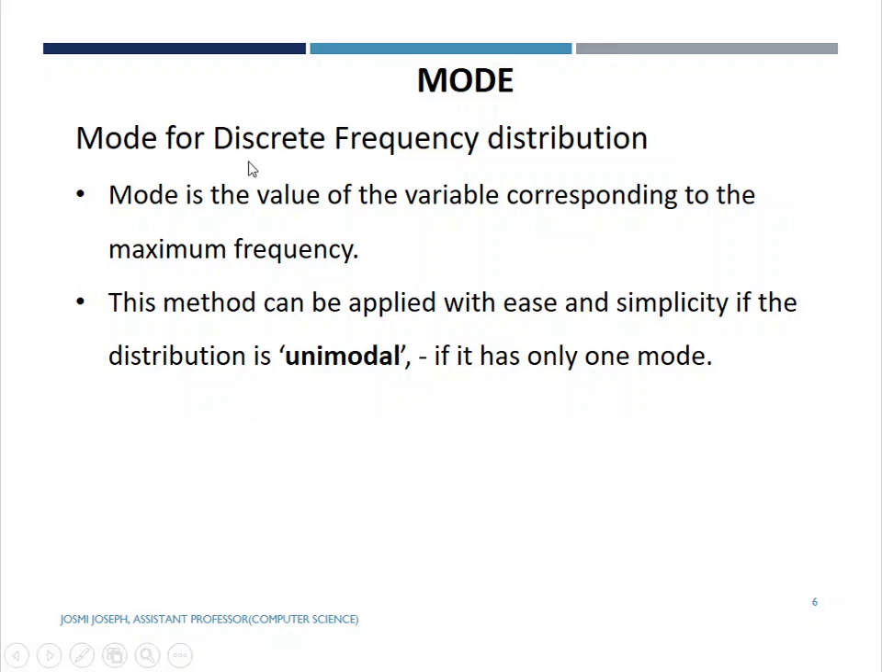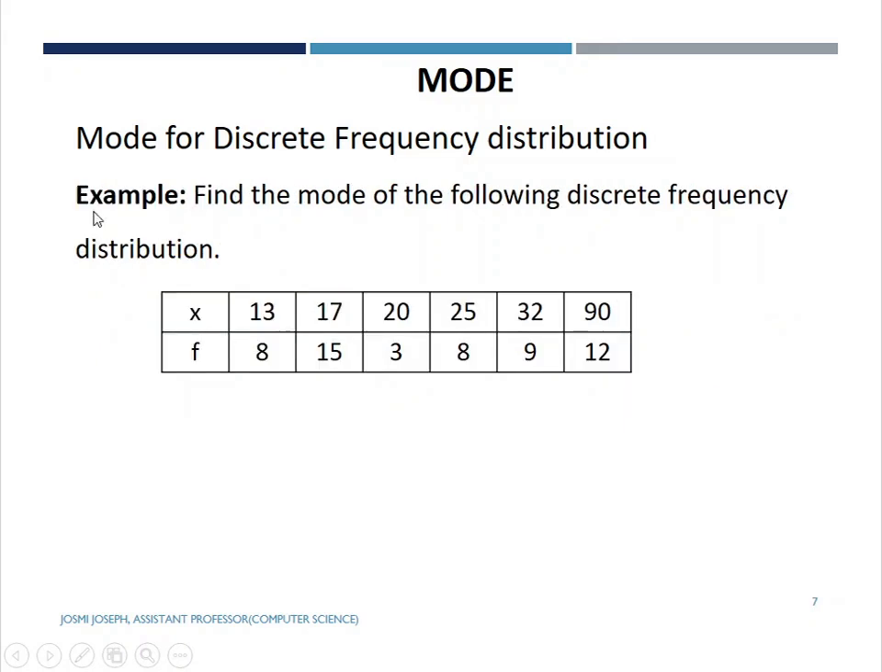Now to calculate the mode for a discrete frequency distribution, we are given the data values and their frequencies, that means the number of times they occur in the data. The mode is the value of the variable corresponding to the maximum frequency. This method can be applied when we have unimodal data sets. Here we can see an example.